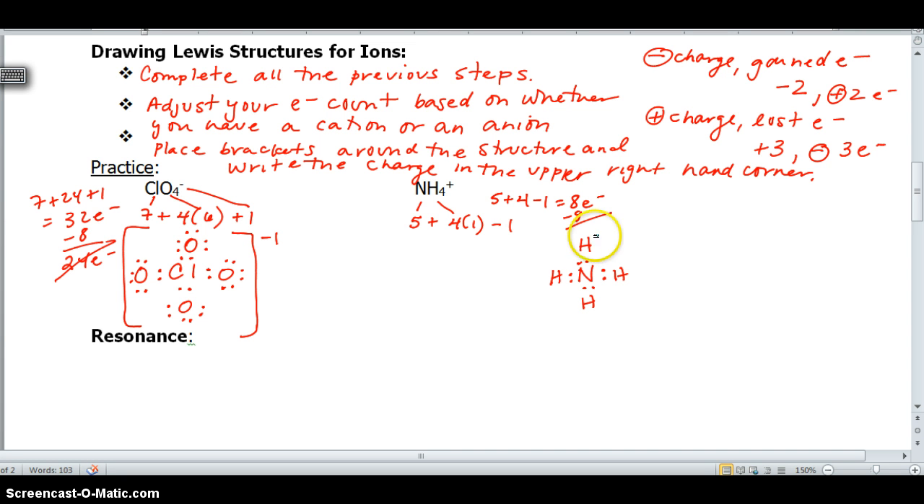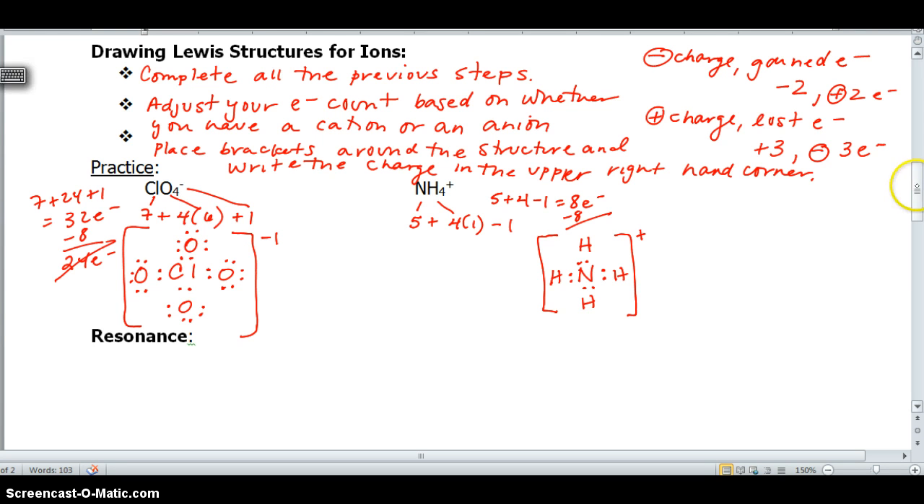So if I look, my hydrogens are an exception. They're good with just their 2, and then nitrogen has a nice octet around it, so we're fine being out of electrons. Last step, put brackets around, and we have a +1 charge. So that's how we draw Lewis diagrams for ions.